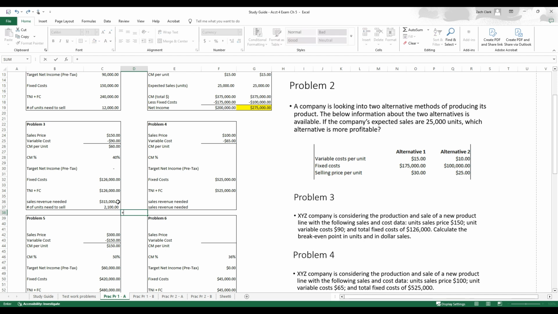And then again, to prove that to ourselves, if we had total sales of $315,000 and a 40% contribution margin ratio, so after variable costs we have 40% left over for fixed costs. That 40% is exactly the $126,000, which covers our fixed costs to the penny, right?